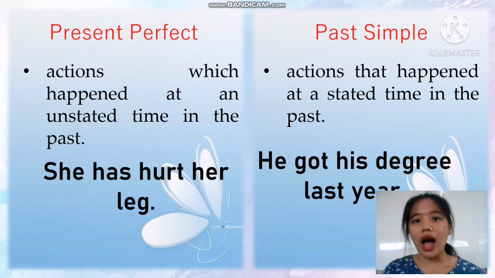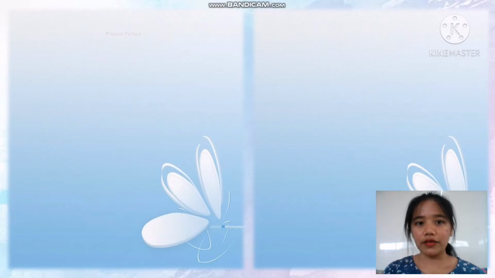So, how are you going to know if there is a stated time or unstated time? So, you are going to ask yourself, when? When did it happen? So, for the first sentence, when did she hurt her leg? No answer, right? And for past simple, when did he get his degree? So the answer is last year. So that's the time you will know, this is past simple.